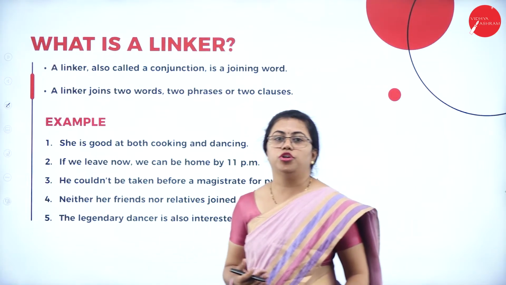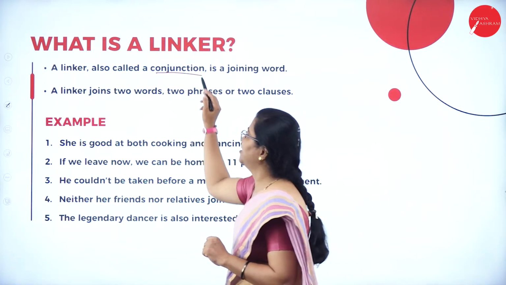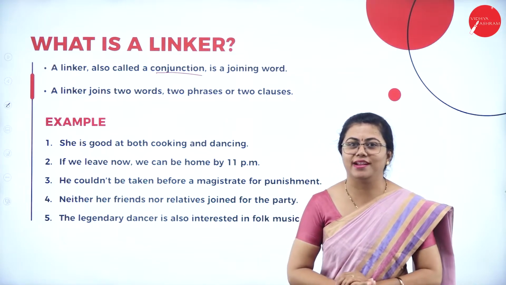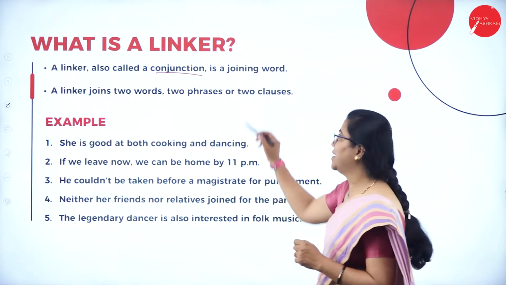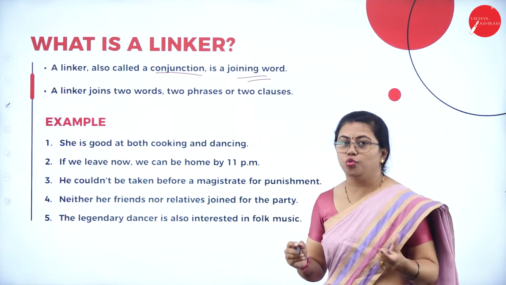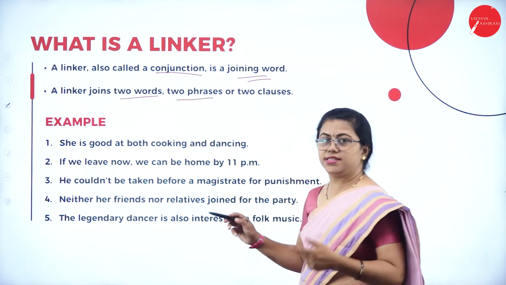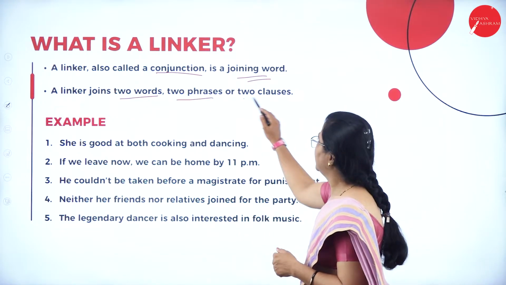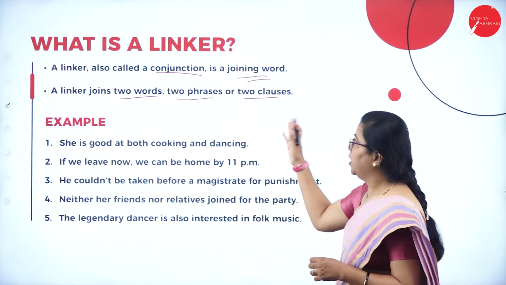Let us now move on to linkers. A linker is also called a conjunction. I was very successful in keeping it as a surprise for you. So a conjunction is a joining word. It acts like a glue between two words. Fine. It joins two words or two phrases. Just now you understood what phrases are. Then two clauses. So this way it can join anything.